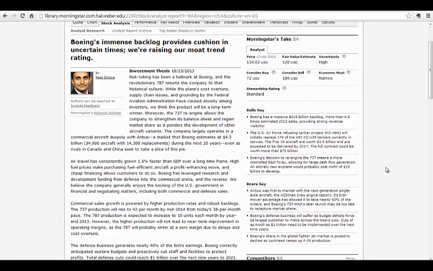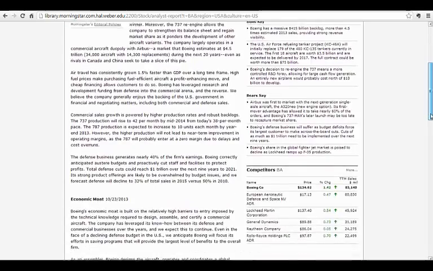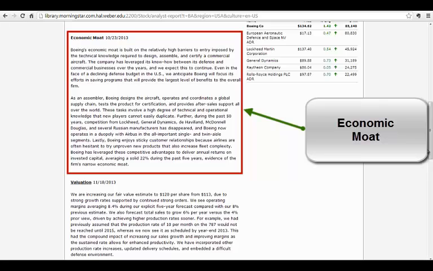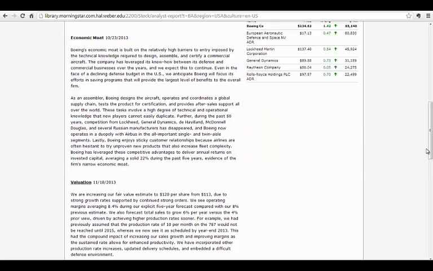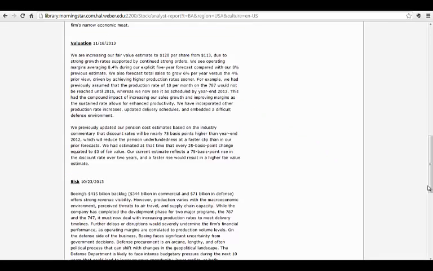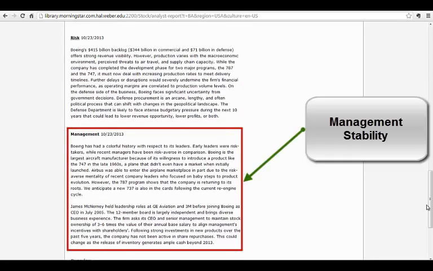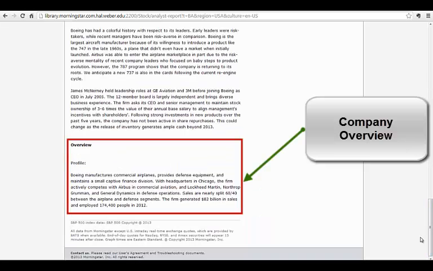Over on the left side of the page is an in-depth analysis of the company. Each one will have some different sections, but for this one it starts out with the investment thesis. It gets into more detail about the economic moat of the company. Then it dives into more detail about the valuation of the company. You will get information on where Morningstar sees its risk, the value and stability of its management. Then finally, a brief overview of the company.